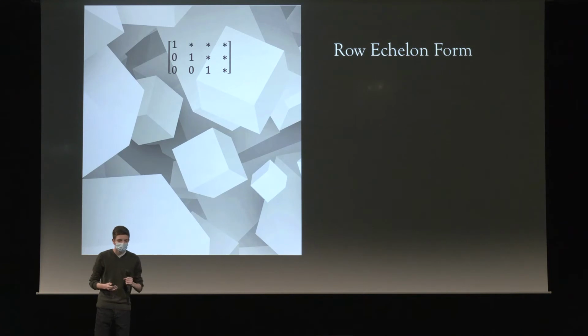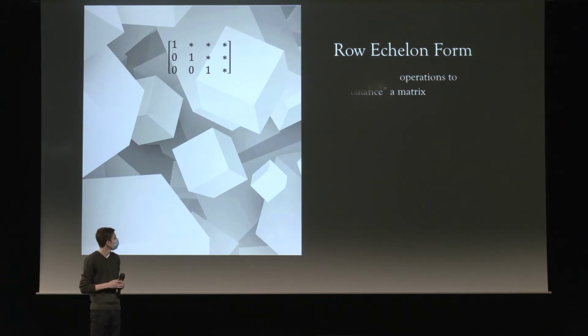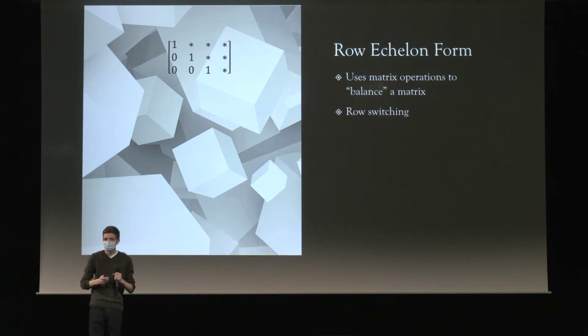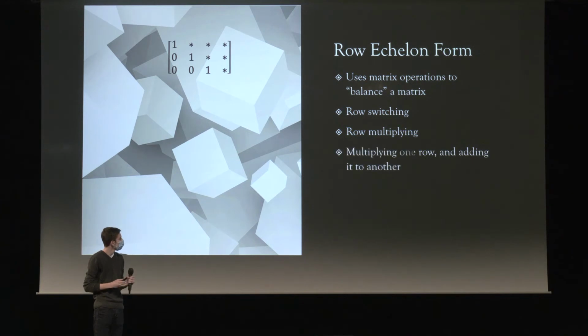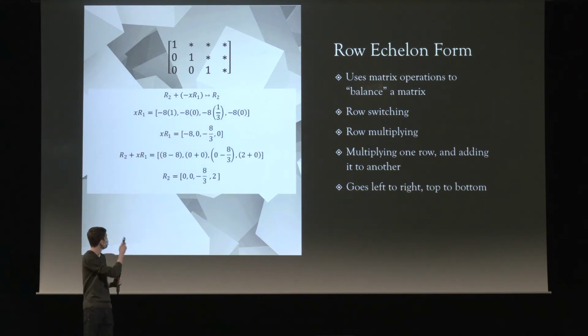Row echelon form, also known as Gaussian elimination, uses three matrix operations in order to begin to balance the equation, as you can see up here. So there's row switching, which involves switching two rows together in order to produce ones and zeros. Row multiplying by a coefficient. So imagine the first number was 3, multiplying by a third would return a 1. And multiplying one row and adding it into another in order to cancel them out, producing zeros. This process goes from left to right, top to bottom. This is an example of multiplying one row and adding it to another, and that's the general formula at the top.